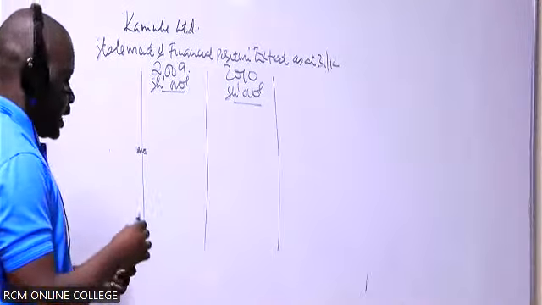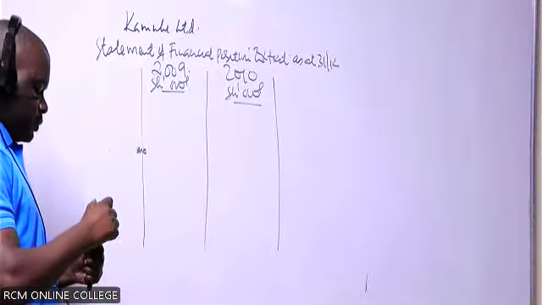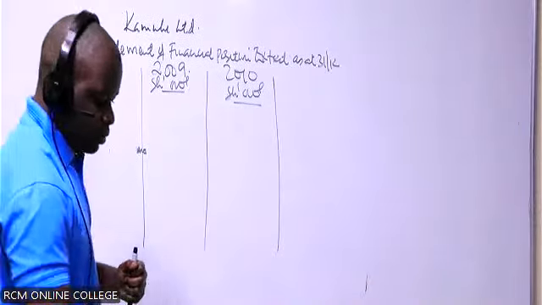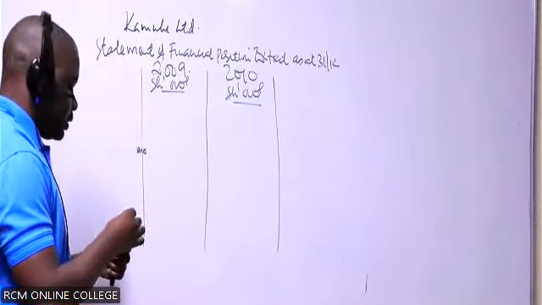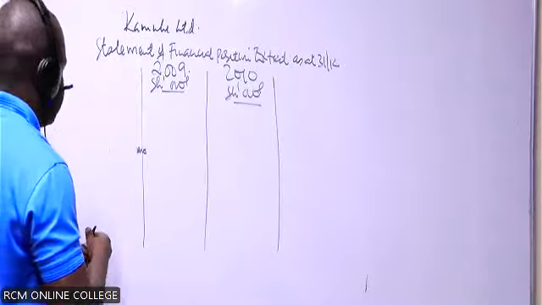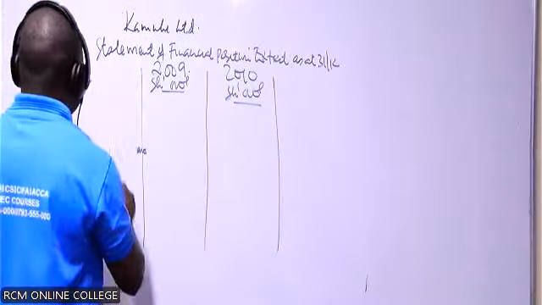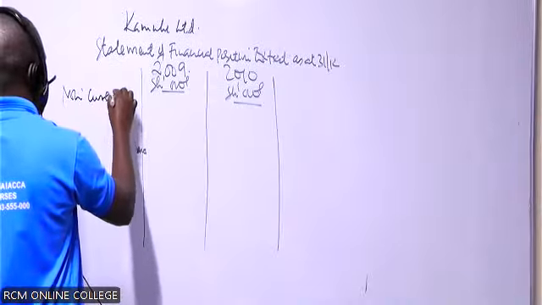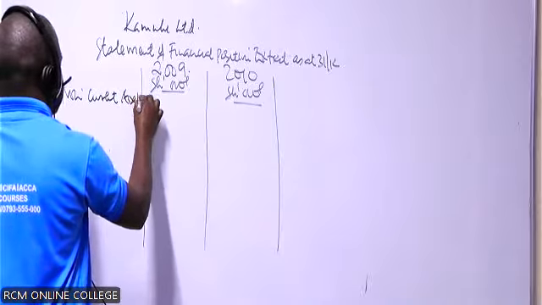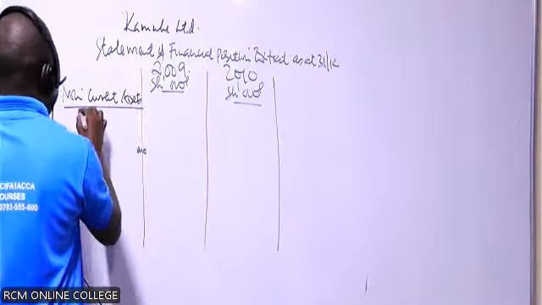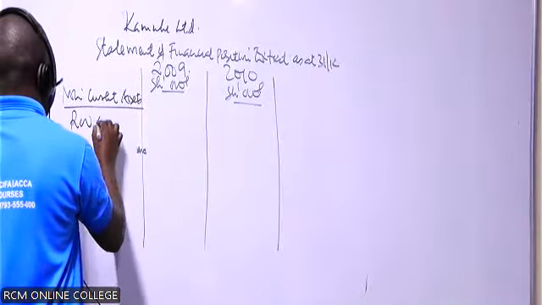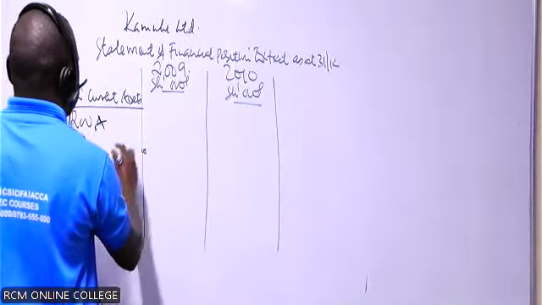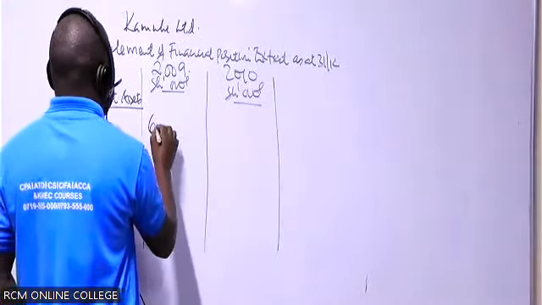So we'll start with the non-current assets. So of course, you'll be able to present the ROA, right of use of asset, which is actually 60, as what the examiner has given us.